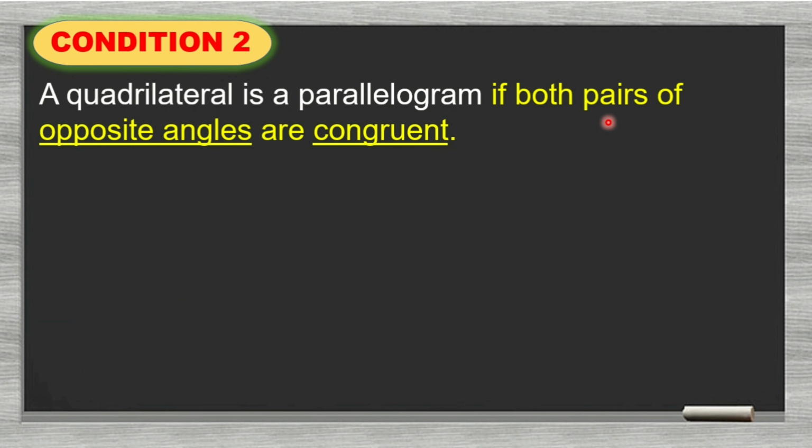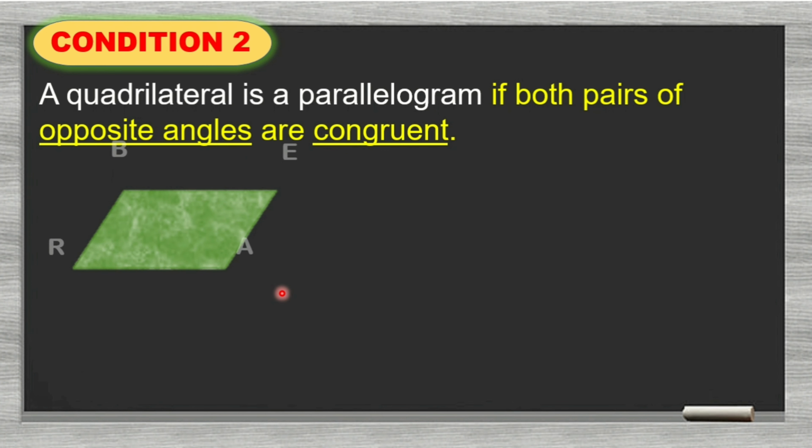So, next, let's have our condition number 2. A quadrilateral is a parallelogram if both pairs of opposite angles are congruent. So, let's have an illustration. Quadrilateral BEAR. Condition number 2, opposite angles naman ang congruent. Kanina, opposite sides ang congruent sa condition 1.